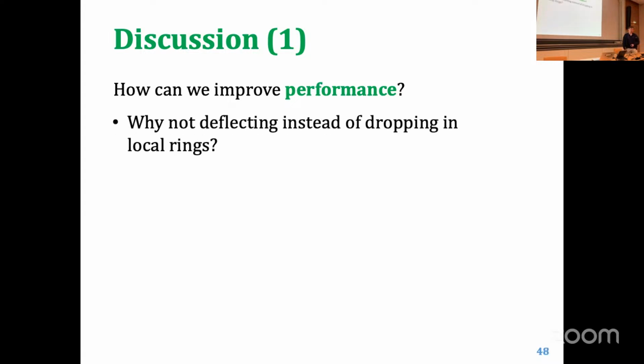So this is another thing that I thought about, because when I read the paper, they talk a lot about deflection. So why are they dropping the flit when it comes to the local ring, and are they not deflecting it even there? Does any of you have an answer? I have an answer. I don't know if it's correct. We'll see.